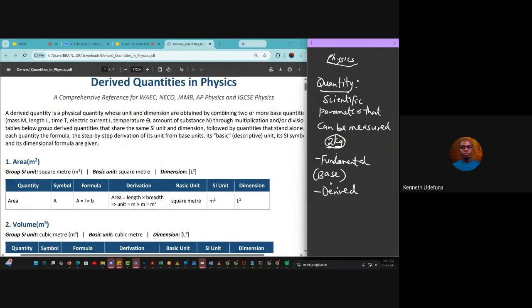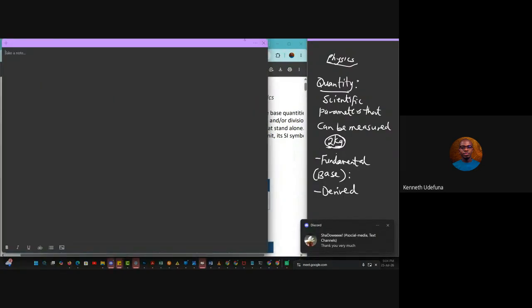Remember that fundamental quantities are called base quantities because you cannot obtain them from any other quantity. And they are 7 in number. In the last class that we had, we mentioned the 7 quantities. Before I proceed, I'll still recap or refresh your memory about the 7 quantities that we have.